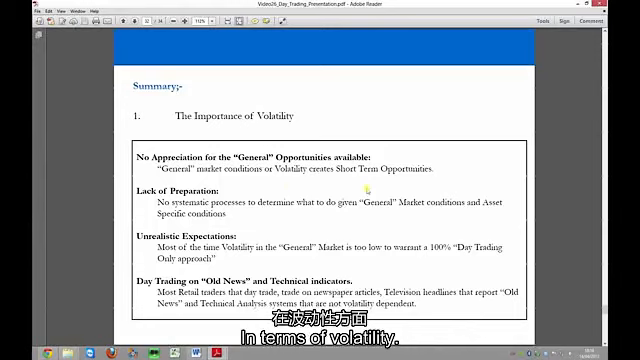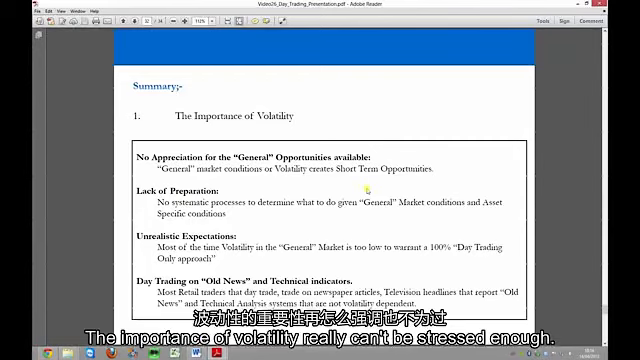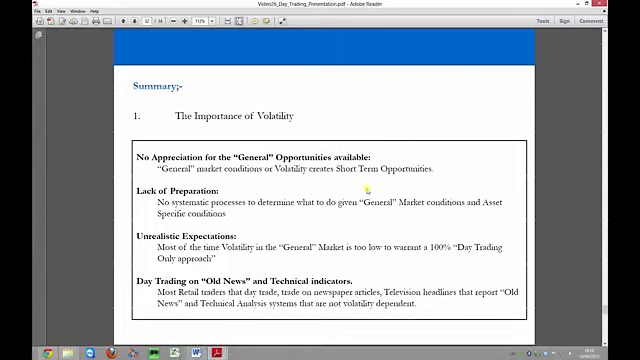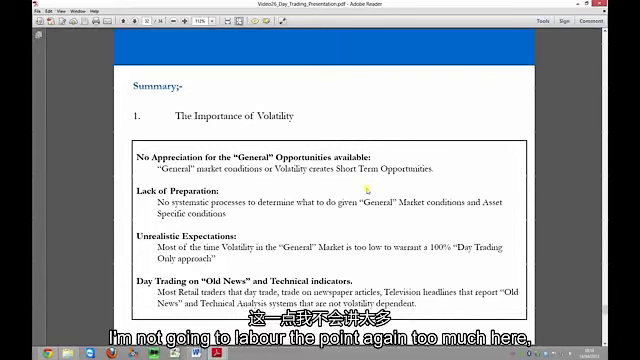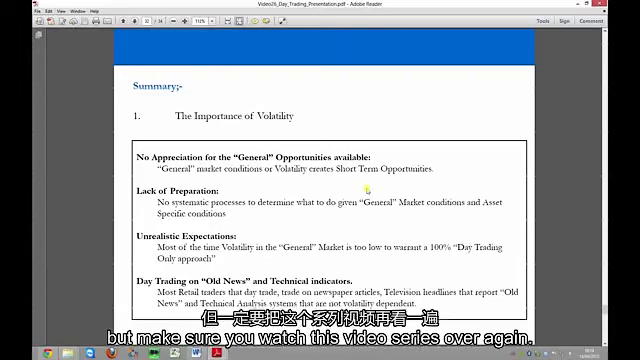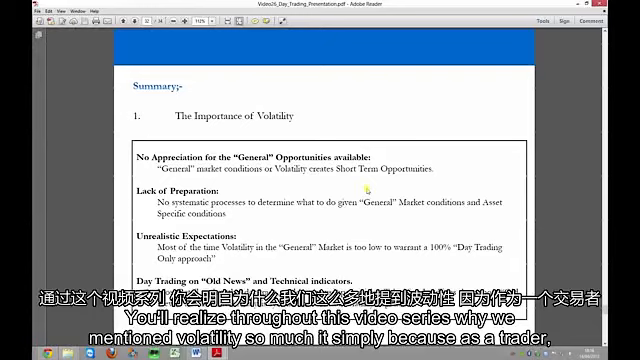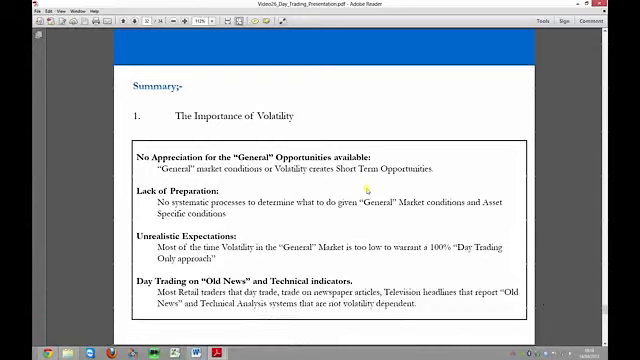In terms of volatility, the importance of volatility really can't be stressed enough. I'm not going to labour the point again too much here, but make sure you watch this video series over again. You'll realise throughout this video series why we mention volatility so much. It's simply because, as a trader, it means everything.